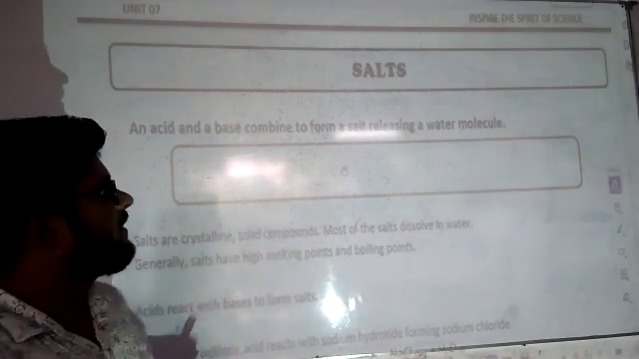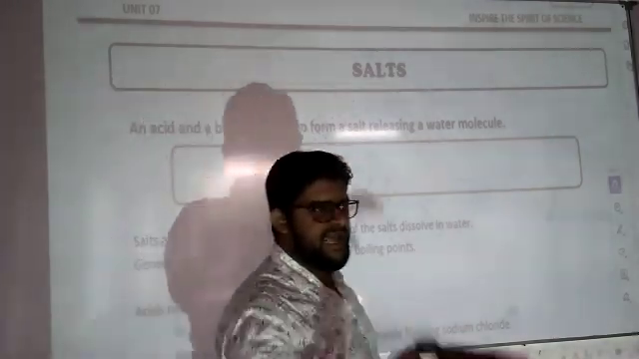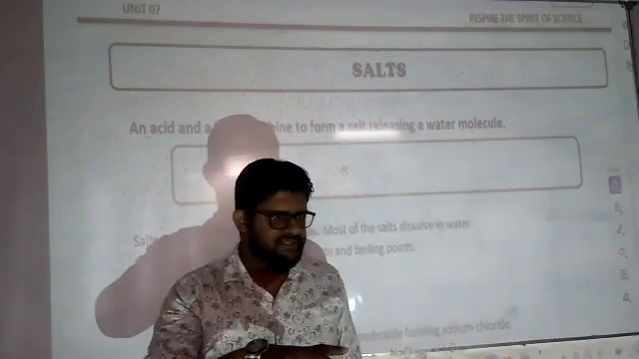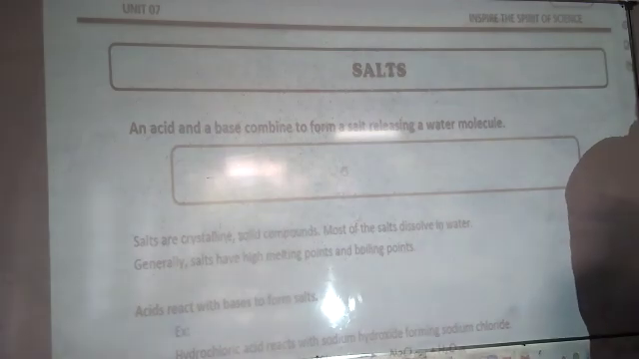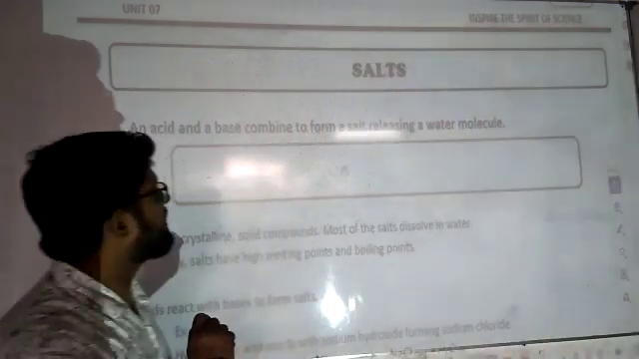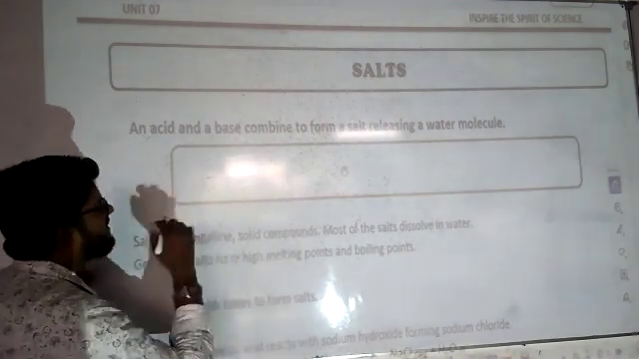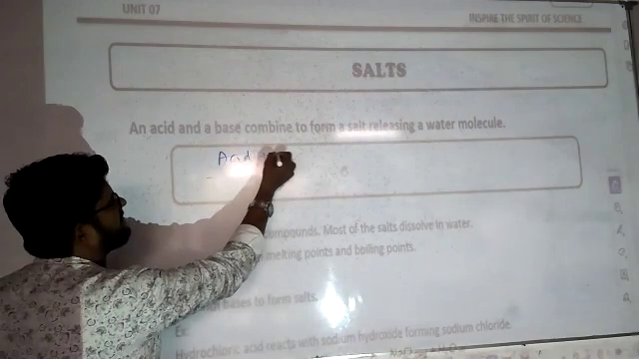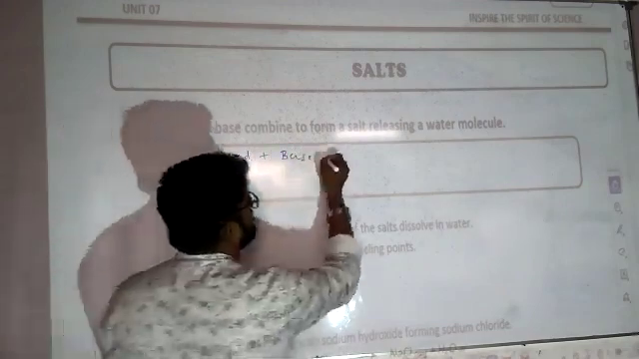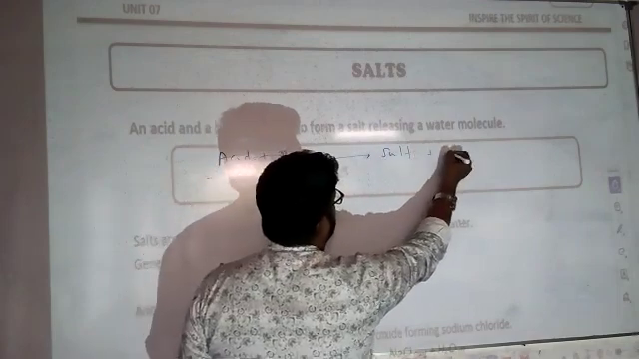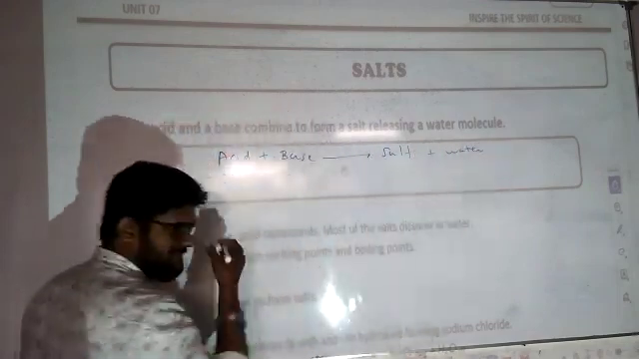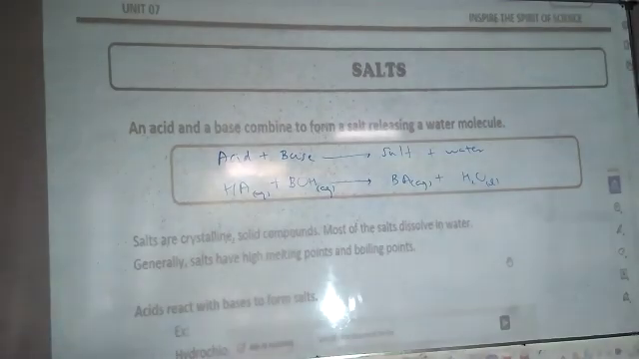So, what is this salt? Now you know acid plus base forms salt, releasing water. Right? Acid plus base forms salt, releasing water. So accordingly, we can write an acid plus a base forms salt plus water. Both are in the textbook.